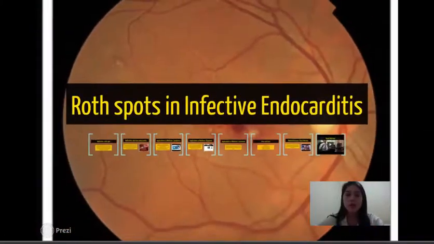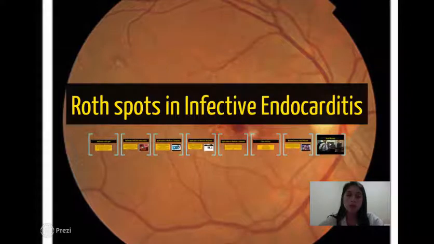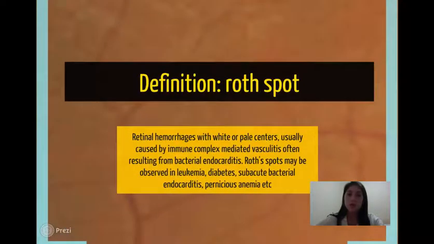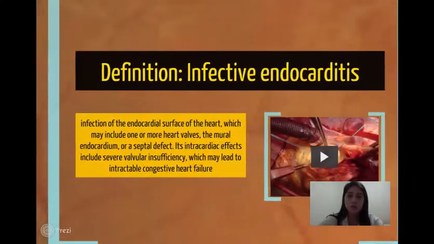My name is Sofia Correa and today I'm going to talk to you about Roth spots in infective endocarditis. First, we're going to define what a Roth spot is. A Roth spot is a retinal hemorrhage with white or pale centers. It is usually caused by immune complex mediated vasculitis, often resulting from bacterial endocarditis. Roth spots may be observed in leukemia, diabetes, subacute bacterial endocarditis, pernicious anemia, and in other diseases.